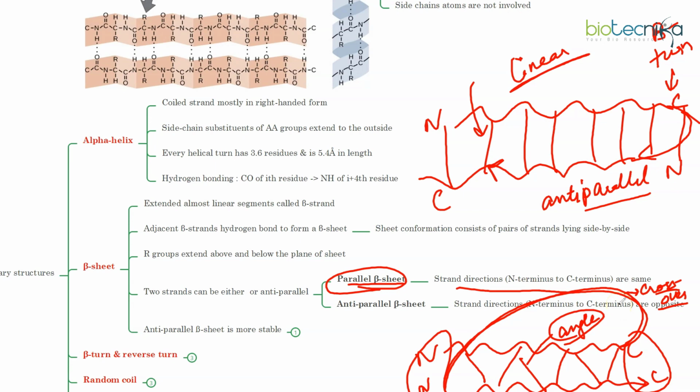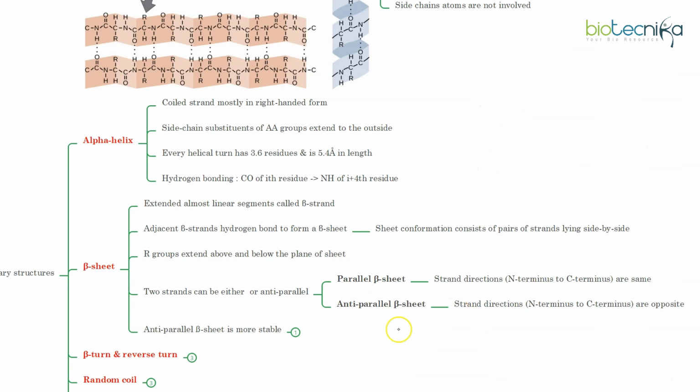Now if you know about hydrogen bonding, if the bonds are linear, then they are stronger and more stable. That is why, out of anti-parallel and parallel, anti-parallel, having linear hydrogen bonds, forms stronger and more stable structures. So that's what is written: an anti-parallel beta sheet is more stable due to the better aligned linear hydrogen bonds.